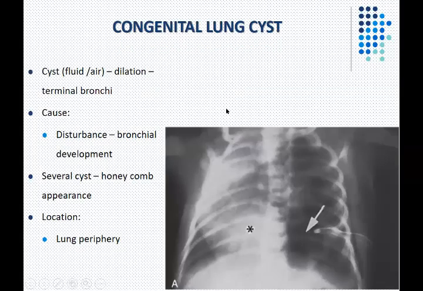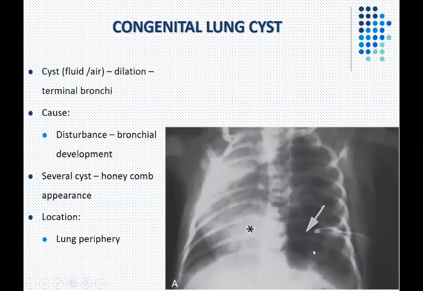Congenital lung cyst. This cyst is either filled with fluid or it is filled with air. It results from dilatation of terminal bronchi. So terminal bronchi, they get dilated.